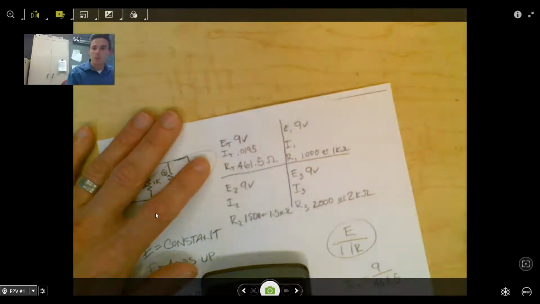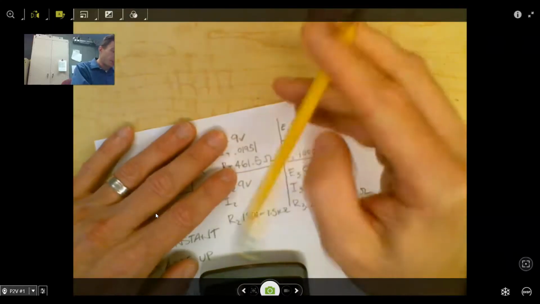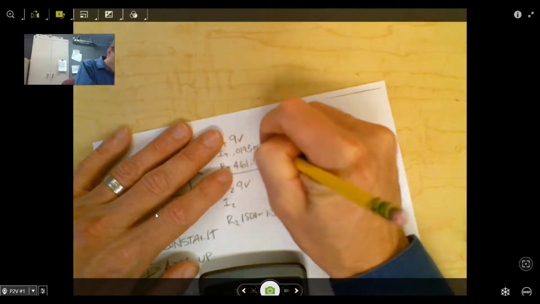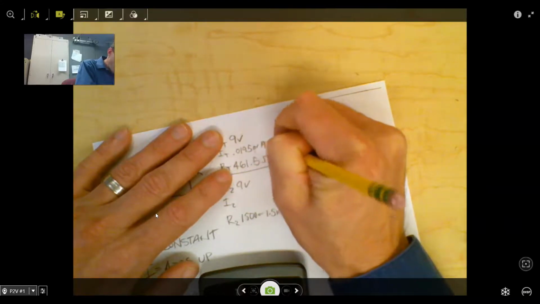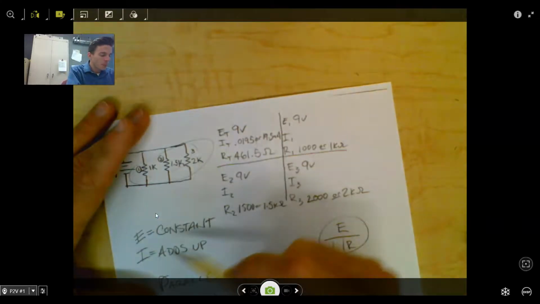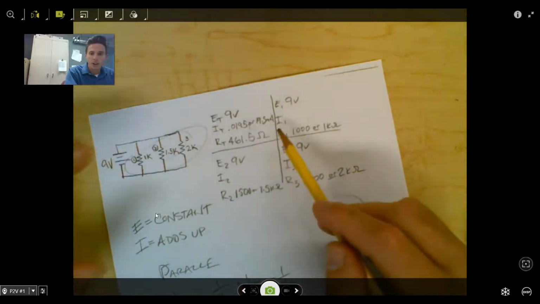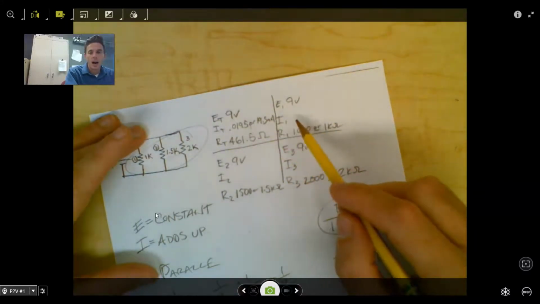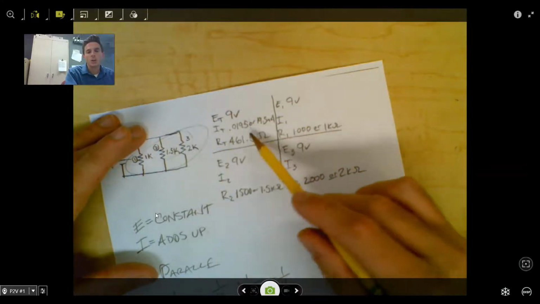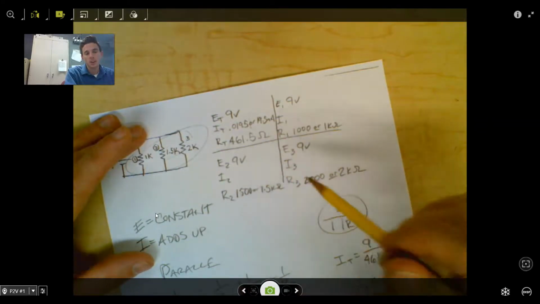Now, up here, I'm going to jot down both because 0.0195 is the value that I'm going to use for my calculations. Or I can say 19.5 milliamps. I'm running out of space, right? So again here, current is going to add up. So what we know based upon Kirchhoff's law is that I1 plus I2 plus I3 are all going to equal our I total. So this plus this plus this is going to equal 19.5.